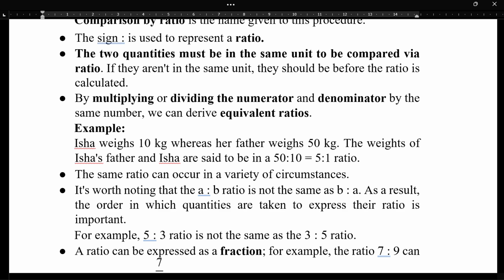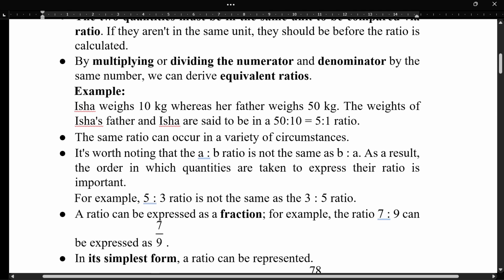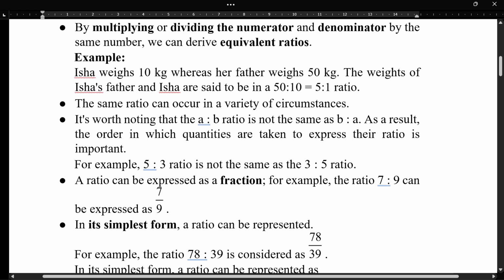Here, the same ratio can occur in a variety of circumstances. It's worth noting that the ratio A ratio B is not the same as B ratio A. As a result, the order in which the quantities are taken to express the ratios is important. For example, 5 ratio 3 is not the same as 3 ratio 5.